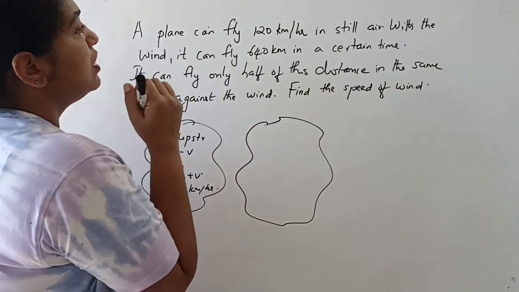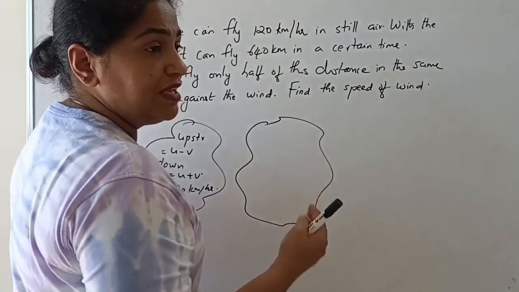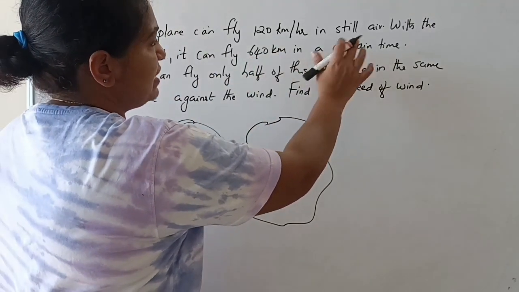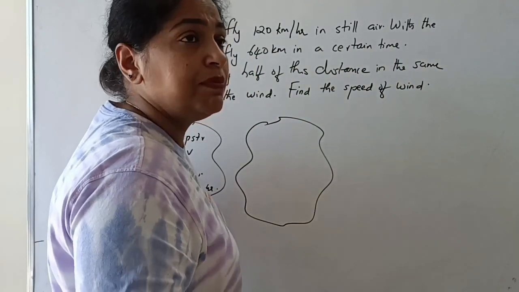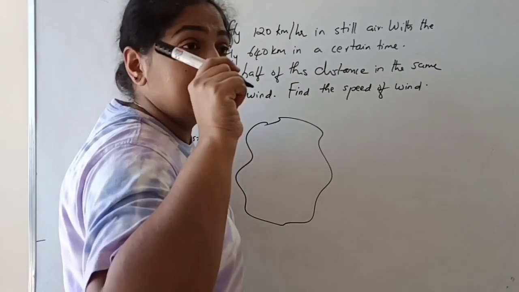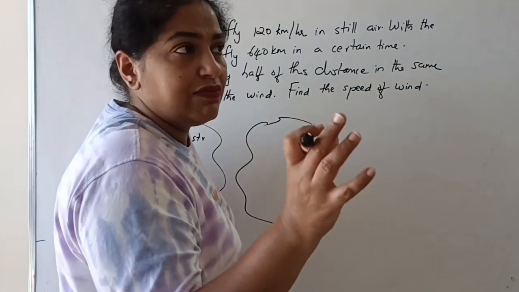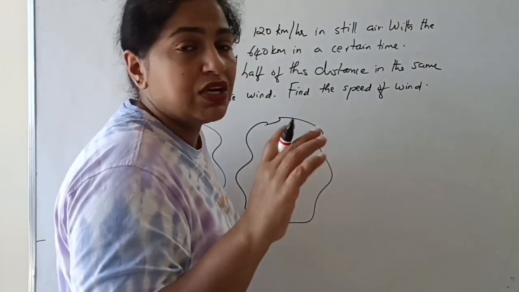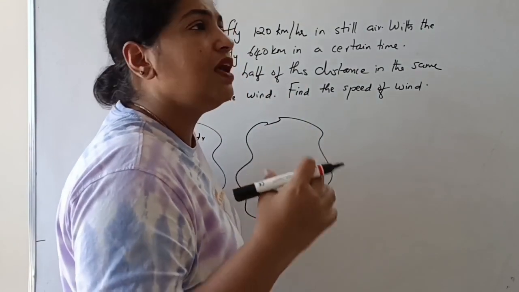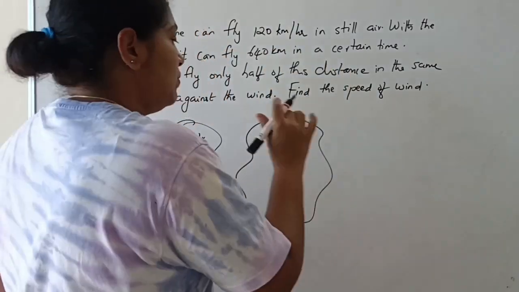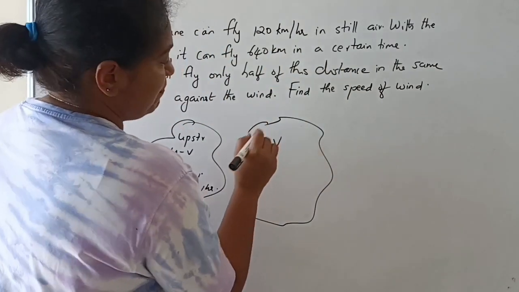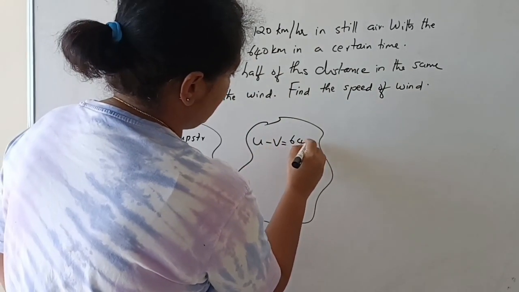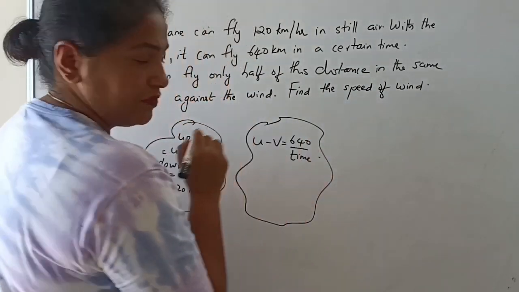Okay. Now with the wind means along the flow of the wind, it can fly 640 kilometers in a certain time. So they have not given the time. In the previous sum, if you remember, the distance was not given to you. The distance between the ports was mentioned, but no value was given. Here, distance is given to you, but no time is given to you. Okay, so it doesn't matter. Our equation will change slightly. So, upstream speed is equal to distance by time. So, distance is 640 by time. Correct.